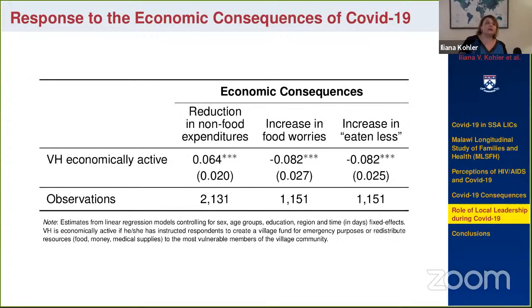We define an economically active village head if he or she has instructed respondents to create a village fund for emergency purposes, to distribute resources such as food, money, and medical supplies to the most vulnerable members of the village community. This table shows the association of having economically active village heads and a variety of economic responses. Our results show a positive association: respondents living in a village with economically active village heads are more likely to have reduced their non-food expenditures. They're less likely to report increased worries about food, and they're also less likely to report an increase in eating less as compared to last year.